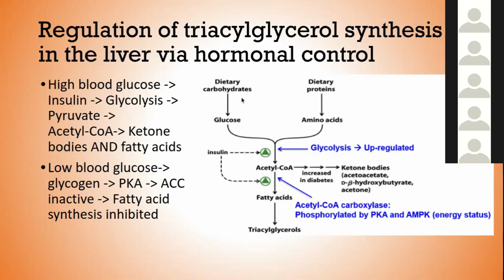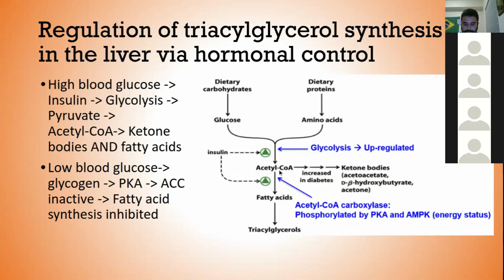So you're intaking dietary carbs, that's a lot of glucose right there, or you're intaking dietary proteins, that's a lot of amino acids right there. So you go through glycolysis, and it's going to be upregulated because of this high glucose intake and this insulin release as well. So that's going to be upregulated.